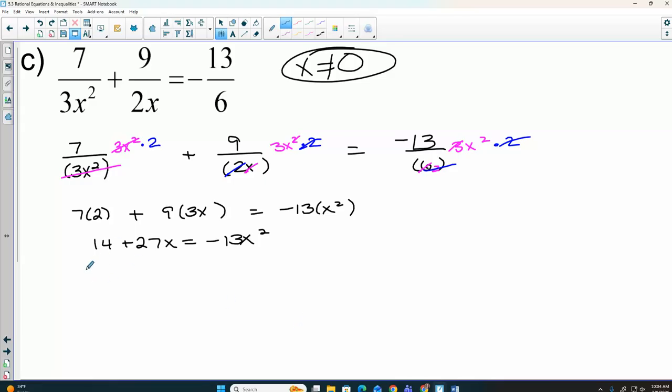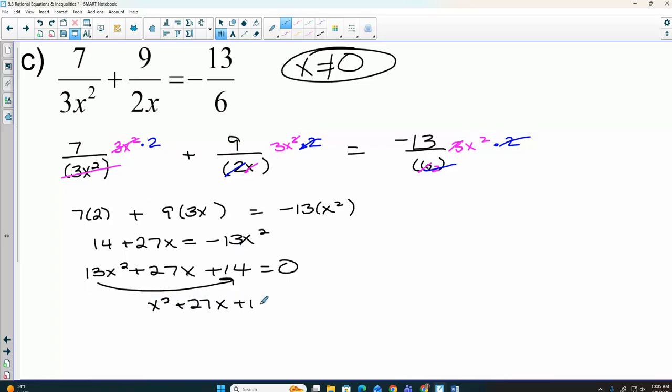All right, so quadratics, we always get equal to 0, so I'll bring over my 13x squared. Now what do we do? Flip and slide. All right, looks like we're going to have a larger number here. So 182. All right, so what would multiply to 182 and add to 27? Grab a calculator if you don't have one.